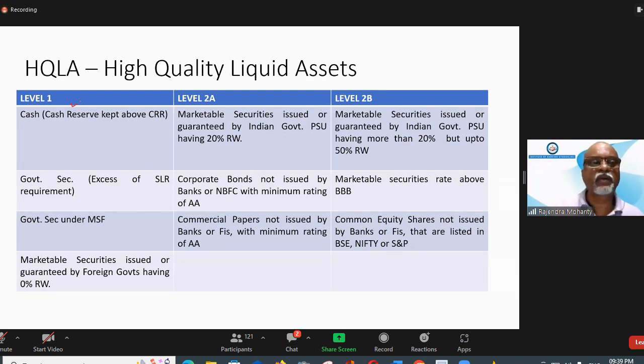They are Level 1, Level 2A and Level 2B. Three types are there. Basically, Level 1 is cash, government securities under the MSF, marginal standing facility scheme, and marketable securities issued or guaranteed by foreign governments having 0% risk weight. Level 2 is marketable securities issued or guaranteed by the Indian government and public sector units having 20% risk weight. So these are the different lists of high quality liquid assets.